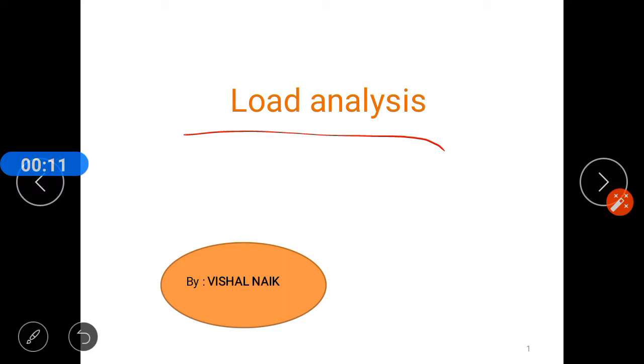So what is load analysis? Before any air conditioning system can be installed for either summer or winter, the cooling load and heating demands on the system must be established. This is known as the load analysis.